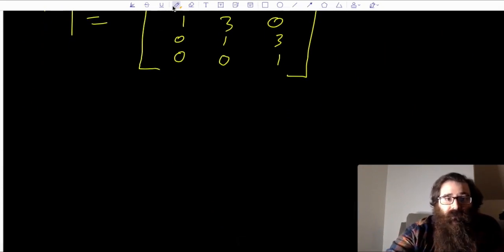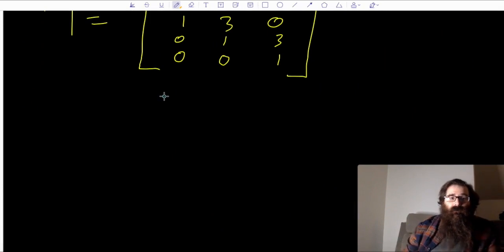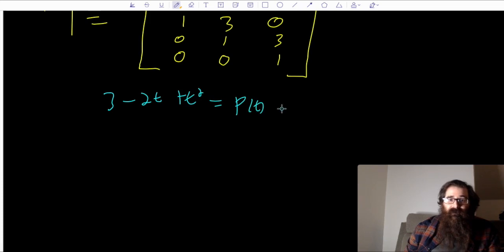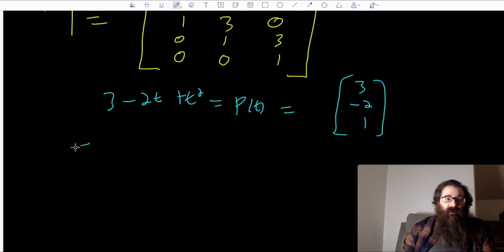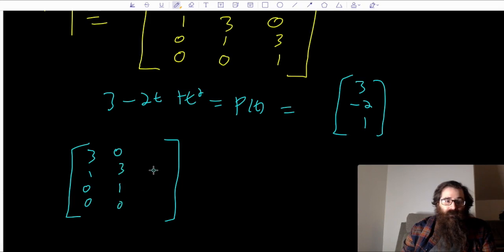So let me do this in a different color. 3 minus 2t plus t squared was my polynomial, little p of t. We could write this as a vector. The constant is 3. It's negative 2 times t, and then it's 1t squared. And I can do this with matrix multiplication. So if I take my matrix for transformation T, which was 3, 1, 0, 0, 0, 3, 1, 0, 0, 0, 3, 1, and multiply it to this vector, which represents my polynomial.